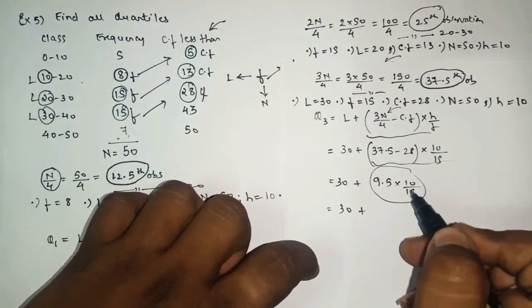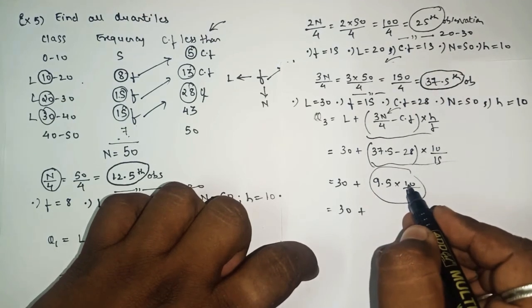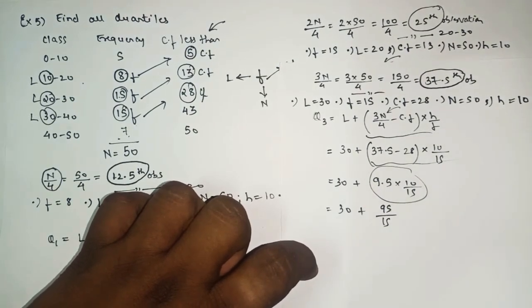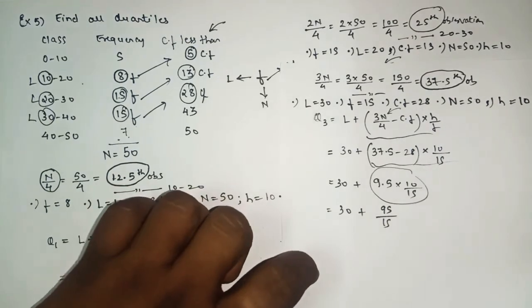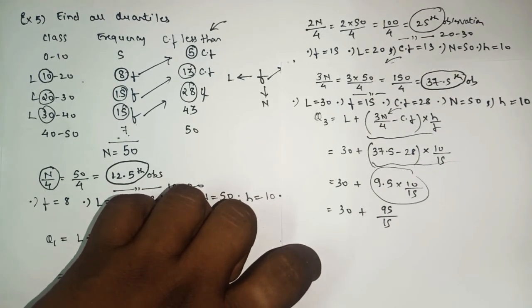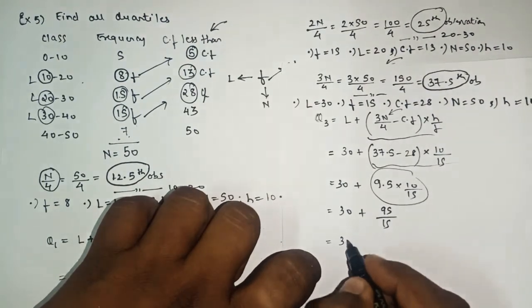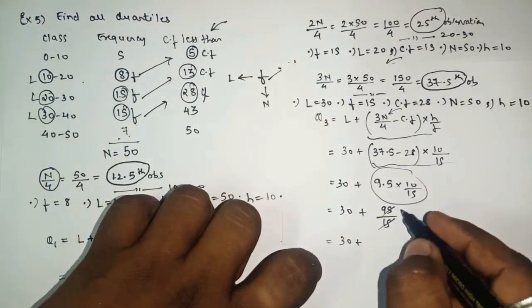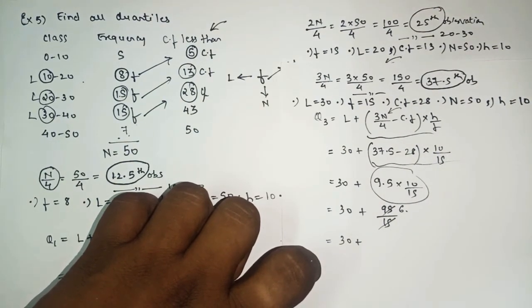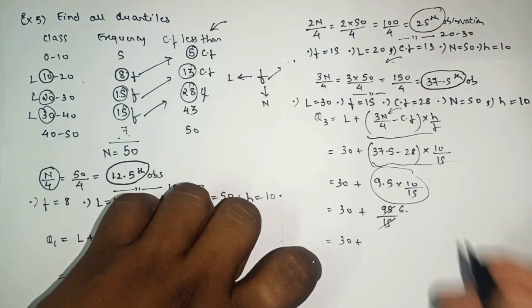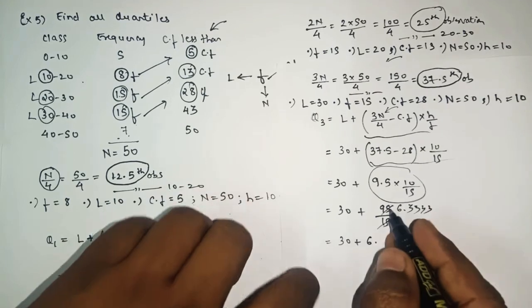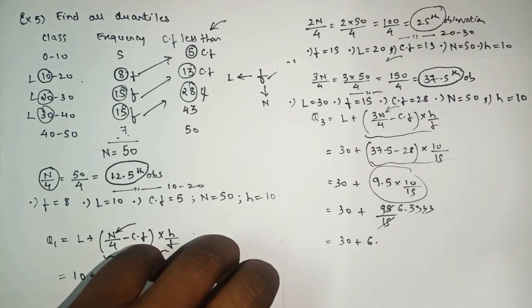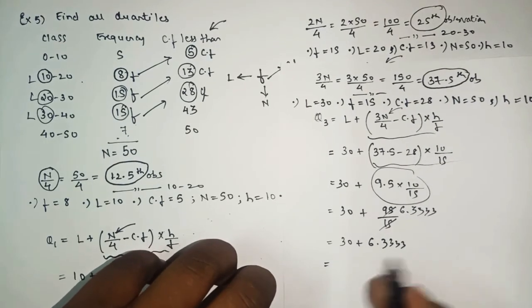Whatever you want to do, multiplication, division, cancellation, you do with this part only. Here you can reduce the numbers, or else 9.5 into 10, you will get 95. Yes or no? Then divided by 15. 15 sixes are 90, so we are left with 5. Then 50 divided by 15, again 3s, so you will get a recurring number. So 95 upon 15, you will get 6.3333.